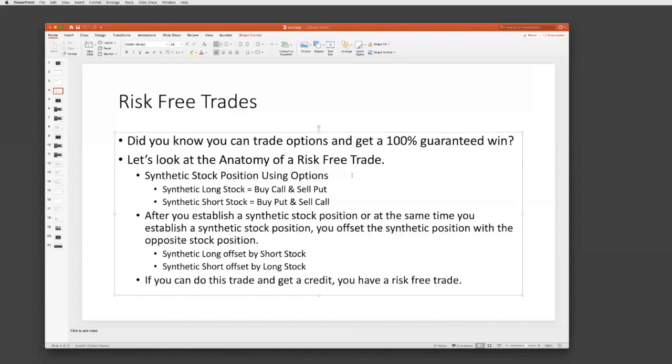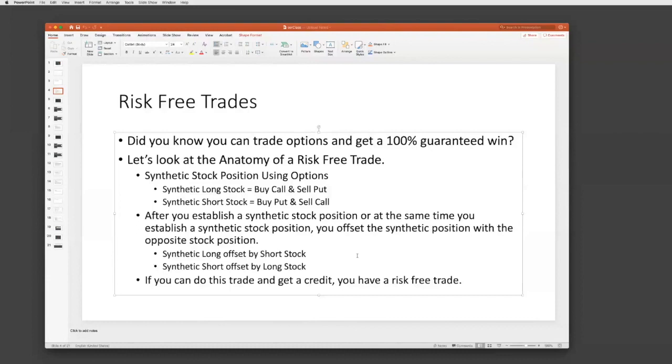After you establish a synthetic stock position, or at the same time that you establish a synthetic stock position, you can offset the synthetic position with the opposite stock position, right? So if I go synthetic long, I can short the stock. If I go synthetic short, I can go buy the stock, and I offset those positions. And that leads to arbitrage. Basically, you're buying and selling the exact same thing at a different price in two different places at the same time. And that's called arbitrage.